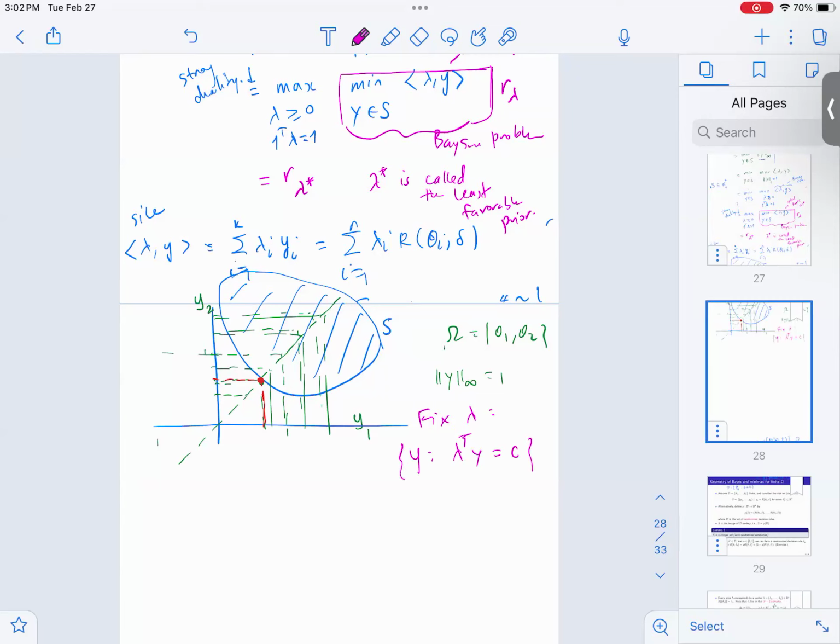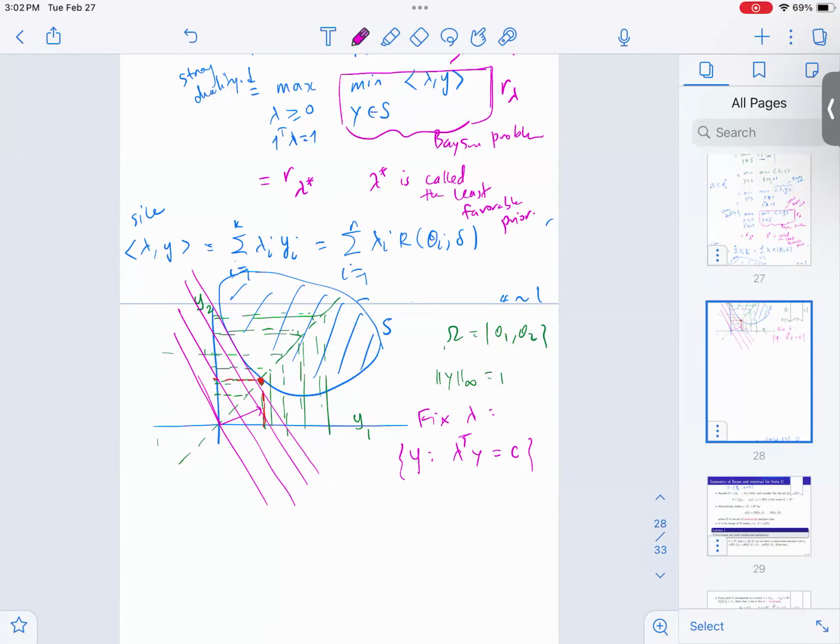What does this mean? Not the 45 degree line. This is a line perpendicular to... No, I'm going to give you lambda. This will depend on lambda. Can you describe what this set is? It's a line perpendicular to lambda. So if I specify lambda, for example, like that, then all the lines perpendicular to this are going to be level sets of that.